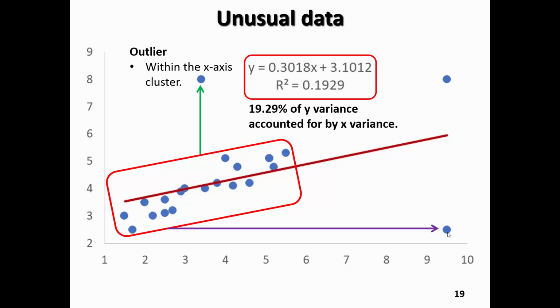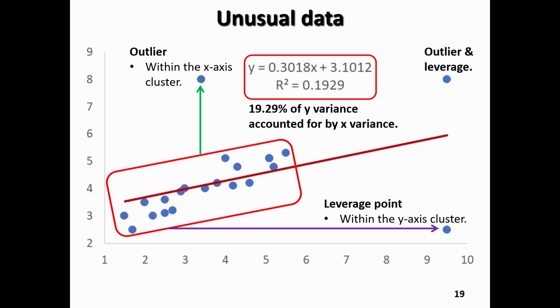If we take a look at this one over here down to the right, that's our leverage point. And so the leverage point is a large horizontal deviation, but if you follow this point over to the y-axis, you can see that it still sits within the cluster of the y data. Likewise, the outlier along its x value still sits right in the middle of the main cluster of data.